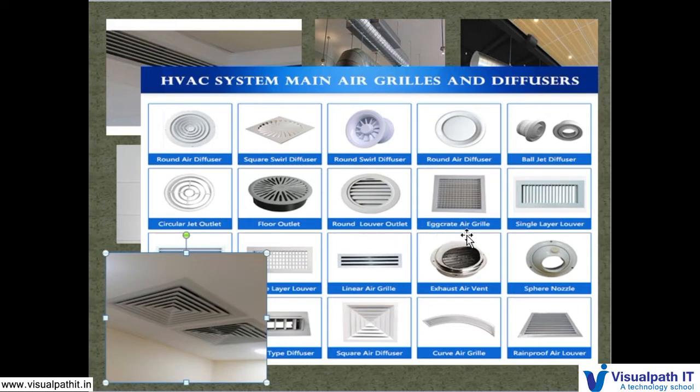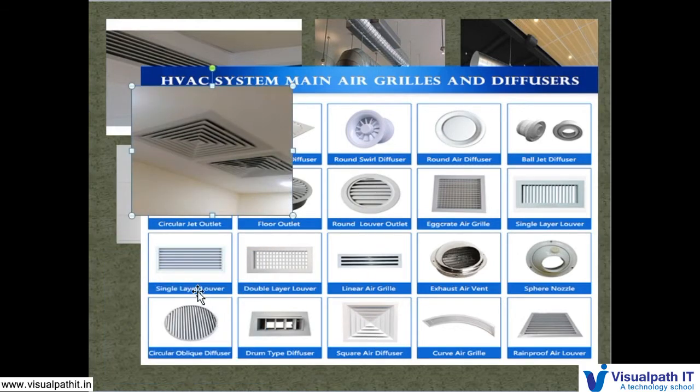And this is a grill, this type of grill you will be using. And single layer louvers, you may be using this one, very important. And this is of jet nozzle type diffusers. And this single layer louver you will be seeing on the site. This is called louvers, and these are all called diffusers.